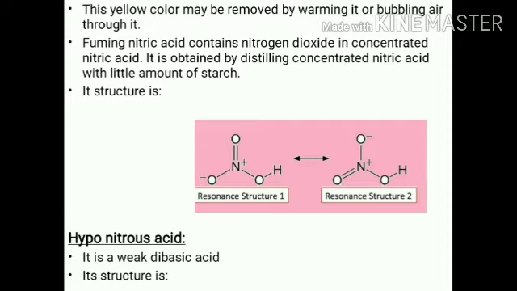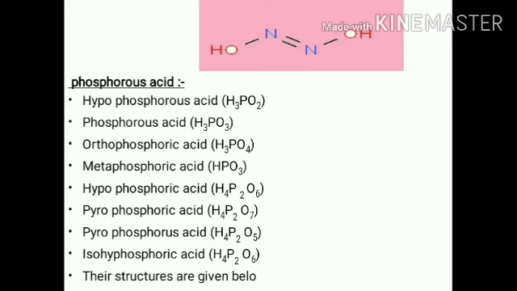Now another oxide of nitrogen is hyponitrous acid, HNO4. It is a weak basic acid and its simple structure is given here. HNO4 means H2N2O2.